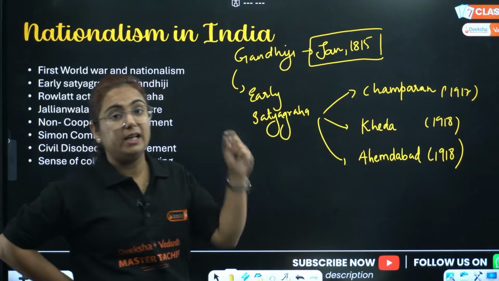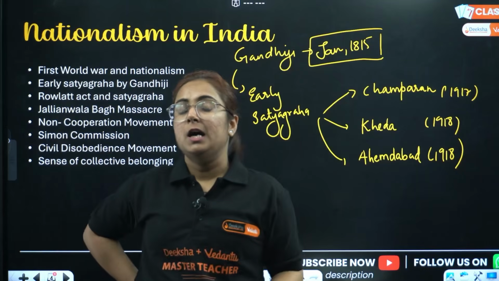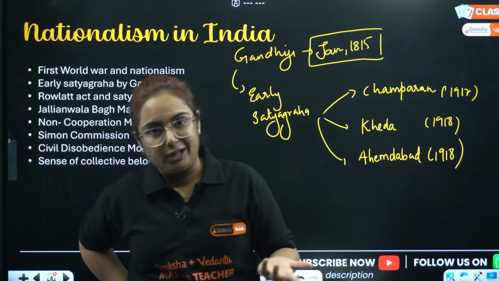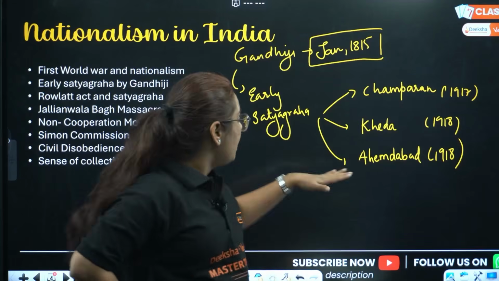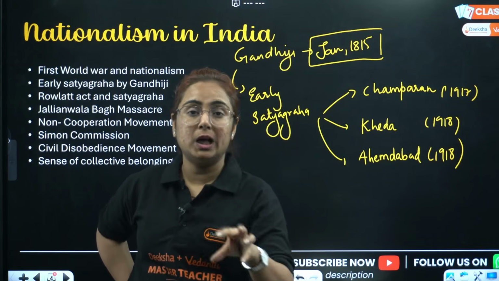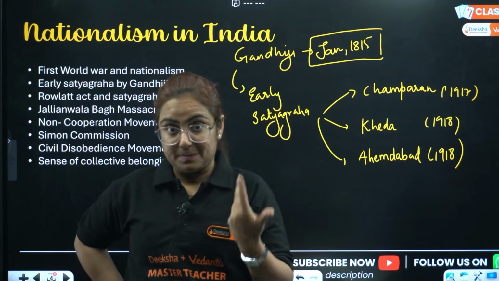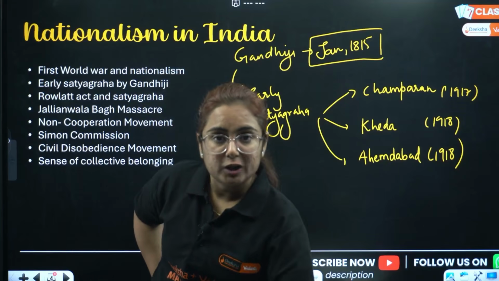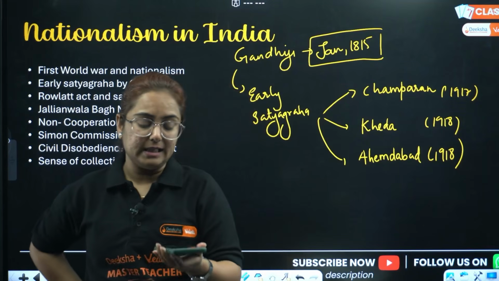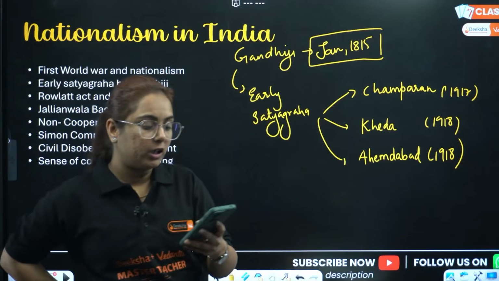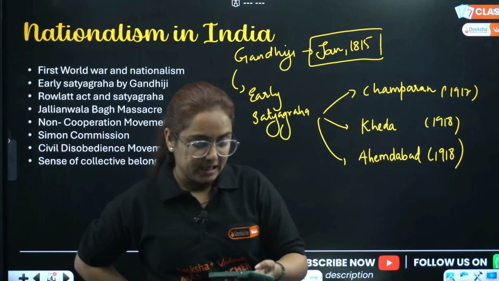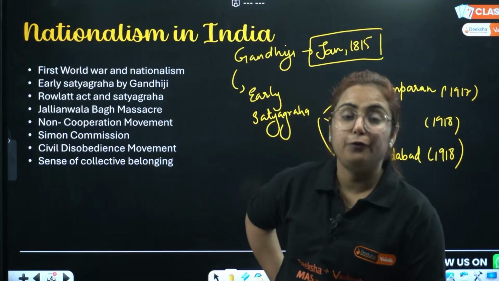Kheda satyagraha in Gujarat: drought happened, the Britishers were not reducing the revenue, so satyagraha happened. What happened in Ahmedabad? Mill workers demanded a rise in wages, because the plague epidemic also affected the economy during that time, and this is the reason satyagraha was organized by Gandhiji. Get it, everyone? Very good.